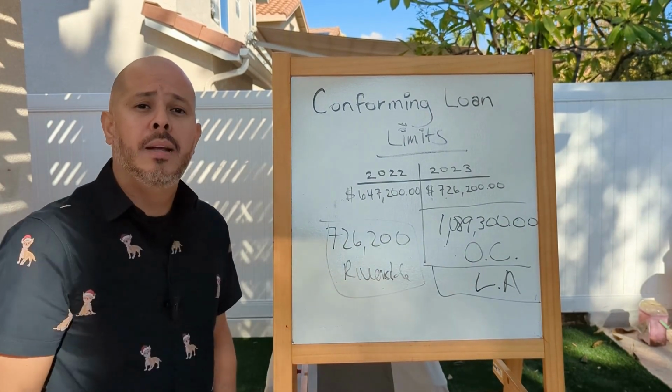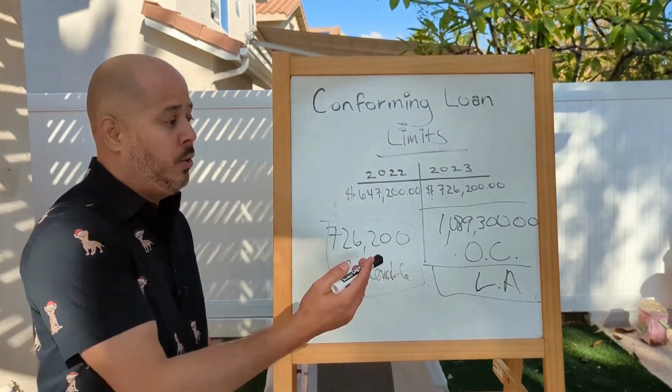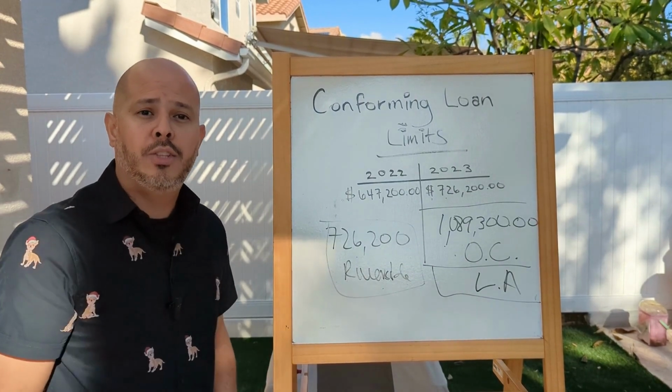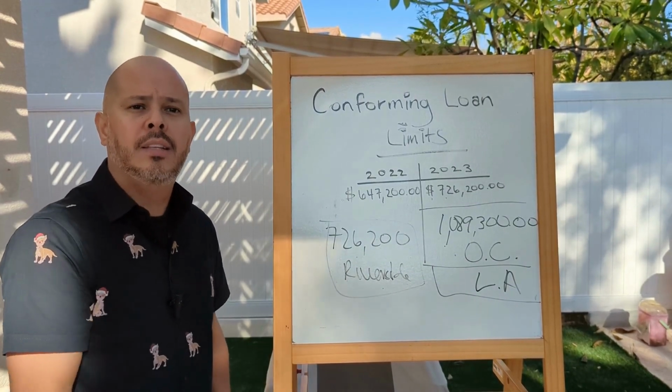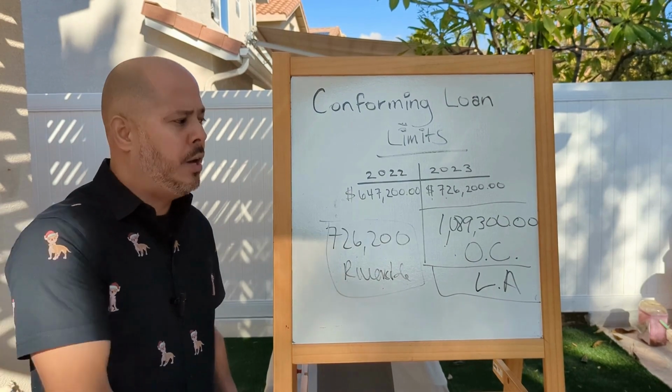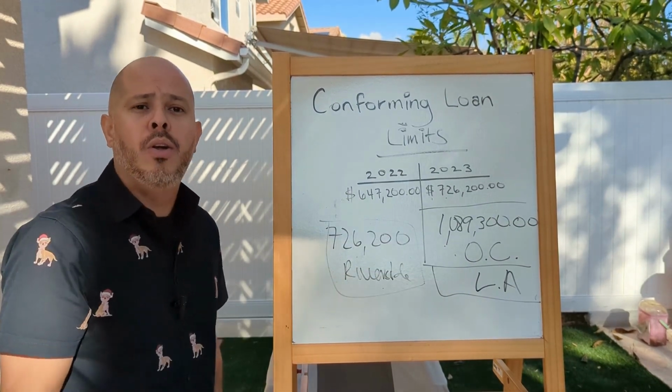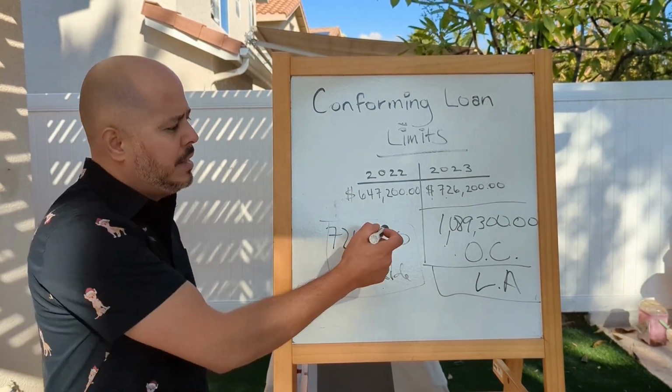So this announcement is great for people that can only go conventional or can only qualify conventional because the restrictions are less. Your debt to income ratio is going to be higher on a conventional loan versus a jumbo loan. So that is a little bit about that.